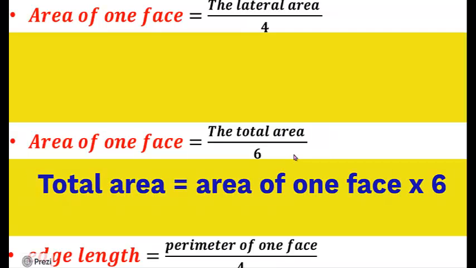We also said that the total area equals the area of one face times 6. So what if I want to find the area of one face and I am given the total area? In this case, the area of one face equals the total area divided by 6.